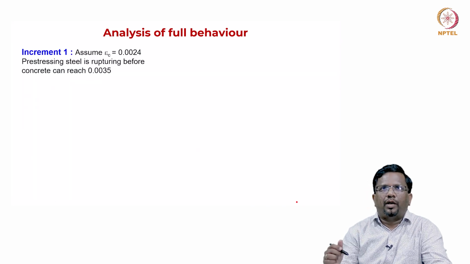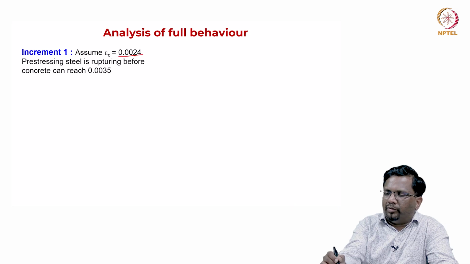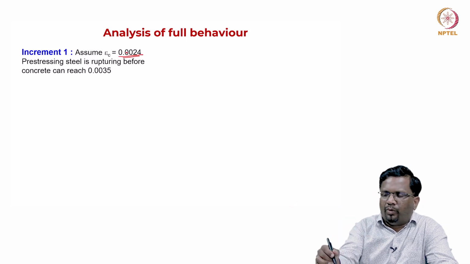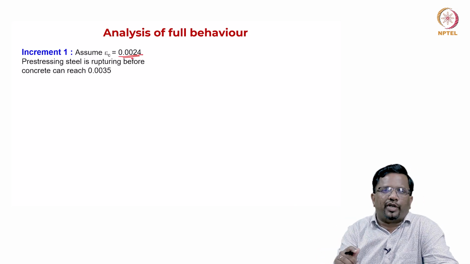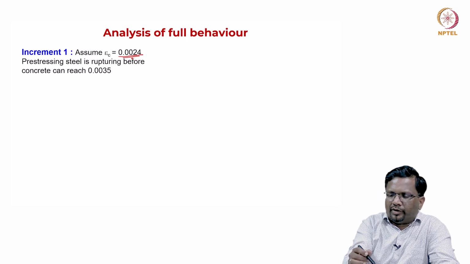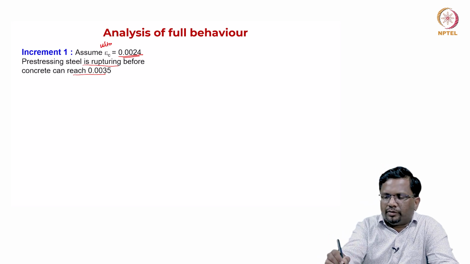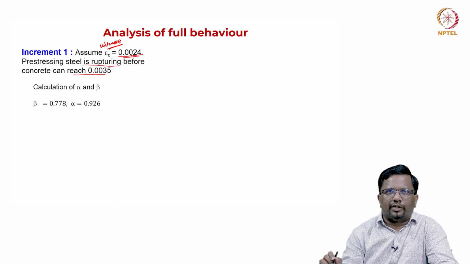Okay. Now, let us say I am assuming epsilon c of 0.0025. I am explaining how at this ultimate point we get the moment and curvature. And here, because we already did that exercise, we know at this strain the pre-stressing steel is reaching its rupturing strain before concrete reaches 0.0035. This is my ultimate condition. Okay. For this strain, now let us calculate how to get the forces.